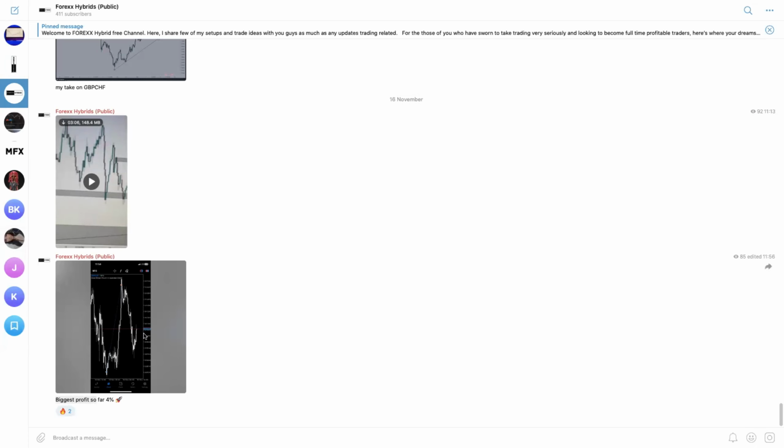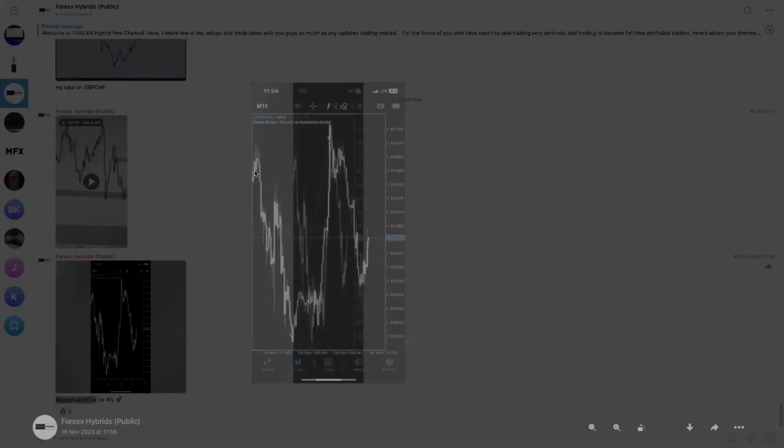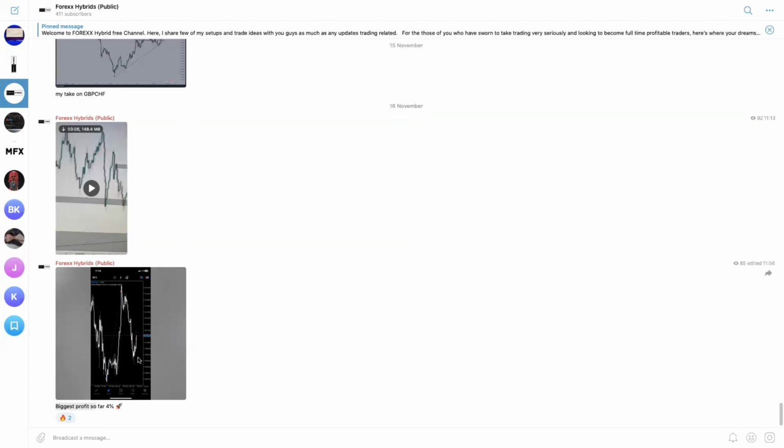So far, 4%. I caught this trade on GBP AUD. This is it right here. You can see how huge this move is. I held this trade. You can see it consolidated here as well, right? I held it for a very, very long time. And it finally pushed to my target. 4%. No jokes.